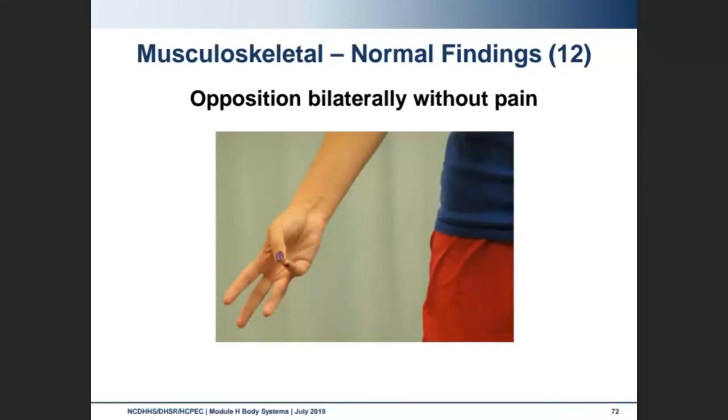And then there's also something called opposition. You want to be able to do this without pain as well. Opposition is actually just being able to touch your thumb to each of the other fingers. So when we have normal findings, these can be done, again, bilaterally on each side of the body without pain or restriction of range of movement.